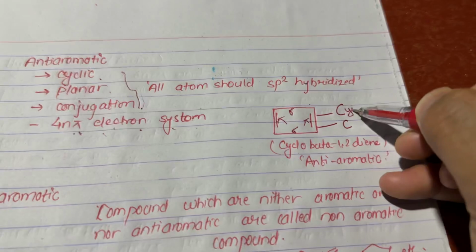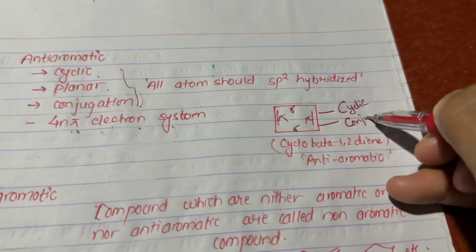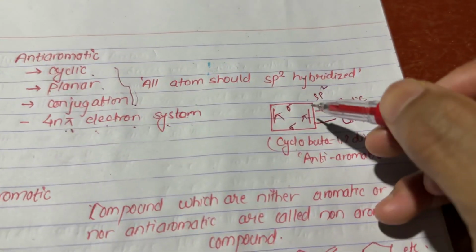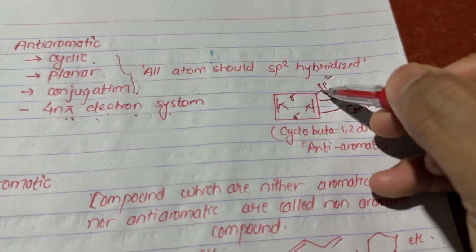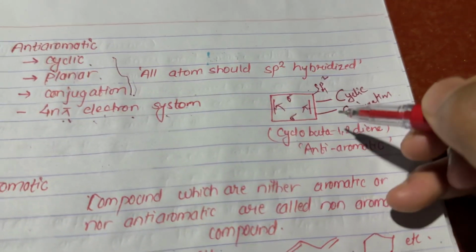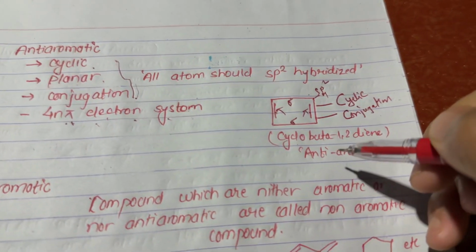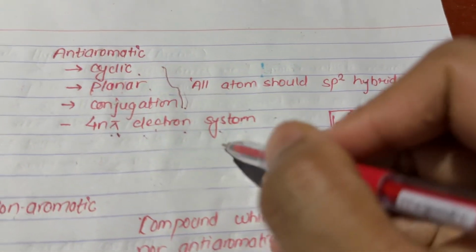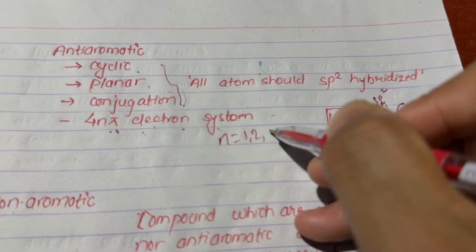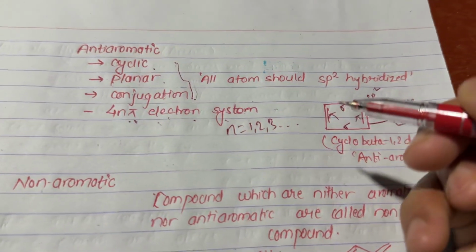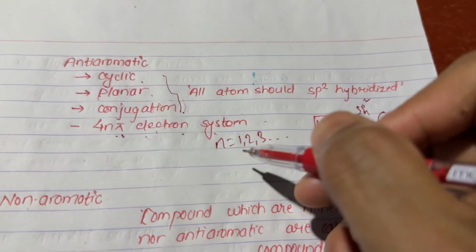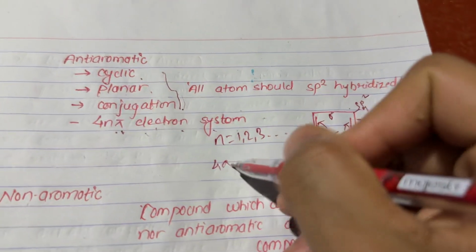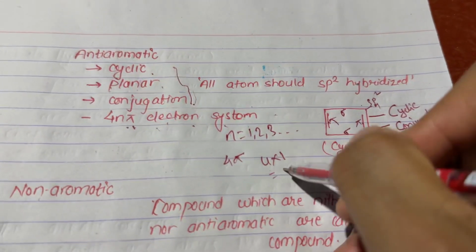This is cyclic, conjugation, and all the carbons are sp2 hybridized. Here we have 1 sigma, 2 sigma and hydrogen is here. So we have 3 sigma, that's why sp2 hybridized carbon. All the carbons are sp2 hybridized and it obeys 4n pi electron system. That is n equals 1, 2, 3, positive natural numbers, but in that case the value of n will not be 0. So there are 4 pi electrons, that is 4 into 1 equals 4 pi electrons.